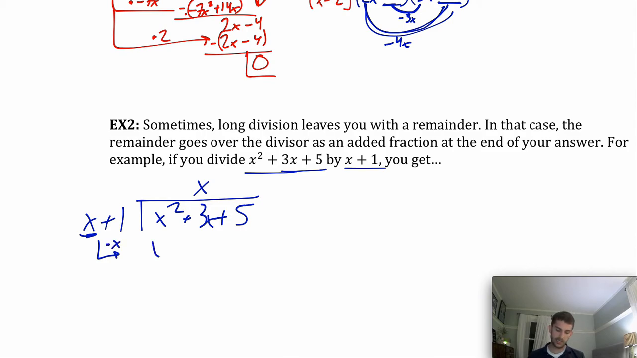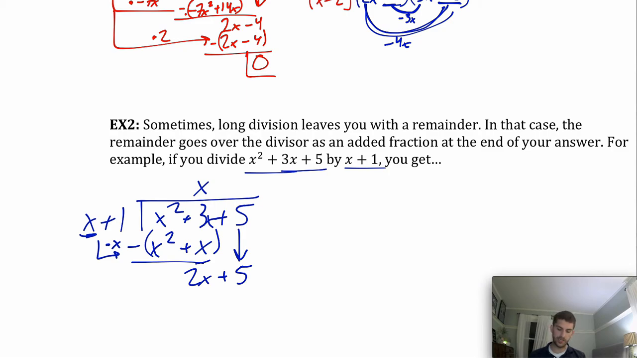X times x is x squared. 1 times x is x. And we're going to subtract these two lines. X squared minus x squared is 0. 3x minus that x gives us 2x. We'll bring down that 5. Then we repeat the process.